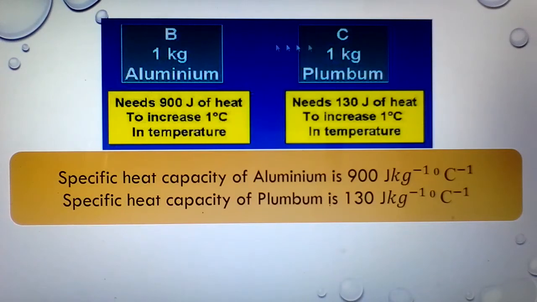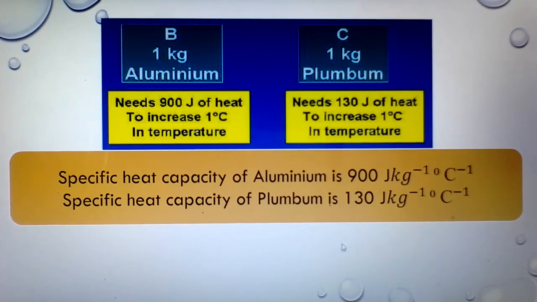Now look at B and C. B, 1 kilogram of aluminium. C, 1 kilogram of plumbum. For B, aluminium needs 900 joule of heat to increase the temperature by 1 degree Celsius. Plumbum needs 130 joule of heat to increase the temperature by 1 degree Celsius. Because for B and C the mass is 1 kilogram, we can conclude that the specific heat capacity of aluminium is 900 J kg^-1 °C^-1, and the specific heat capacity of plumbum is 130 J kg^-1 °C^-1.